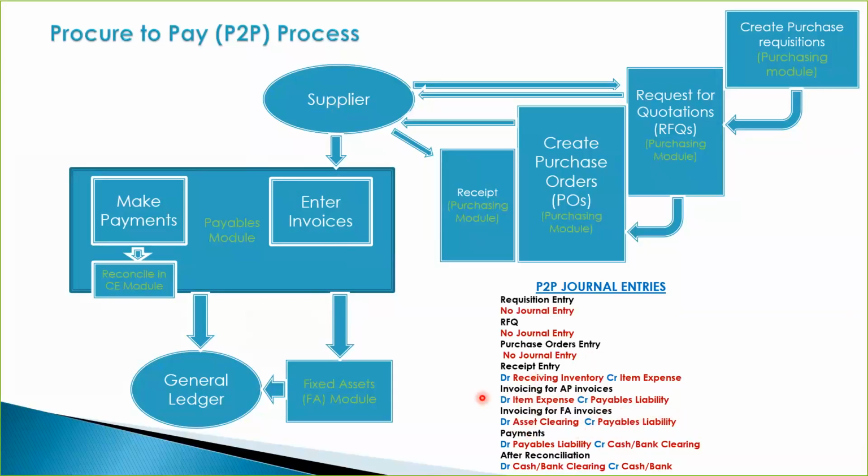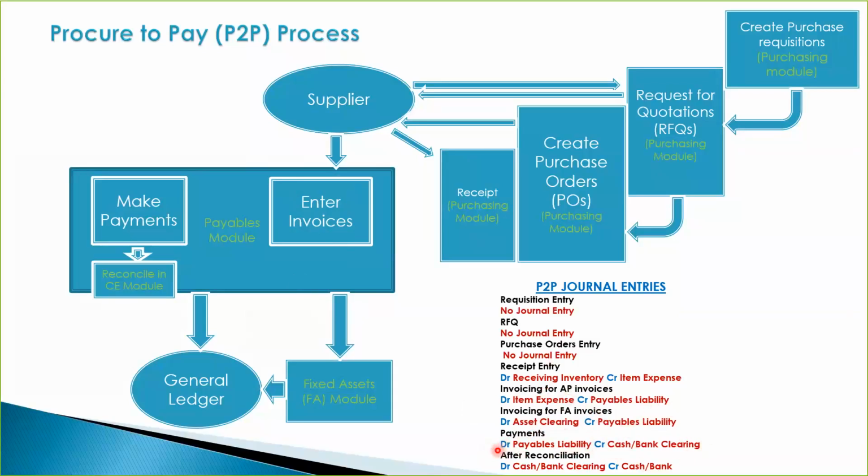Okay, now the other entry will be for the payment. When you make a payment, whether it's immediate, after 30 days, or after 60 days, depending on the payment terms, the entry will be a debit to the payables liability, meaning you are reducing the liability that you had previously, and then there'll be a credit to the cash or bank clearing.